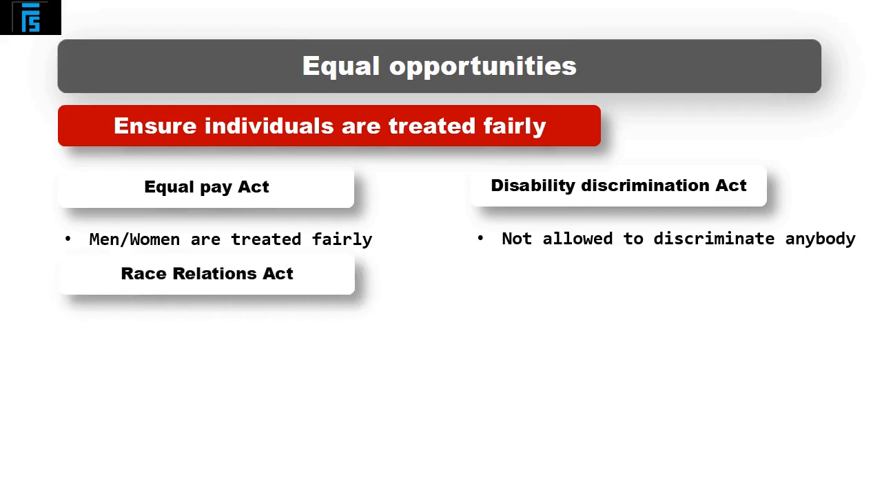Similarly, the Race Relations Act, which is doing exactly the same thing, except it's based on people's race, their skin colour, rather than anything else. So the idea behind all three of these is people should not be discriminated against. So you shouldn't pay men more than women. You shouldn't employ a white person rather than a black person for the same kind of job. It's basically looking at, are they the right person? Have they got the right skills? That is all that should matter.